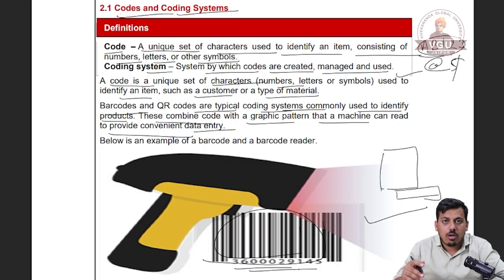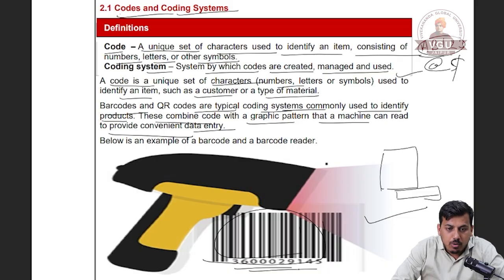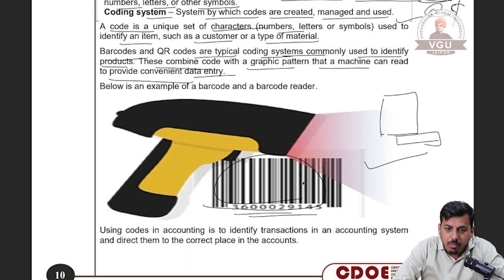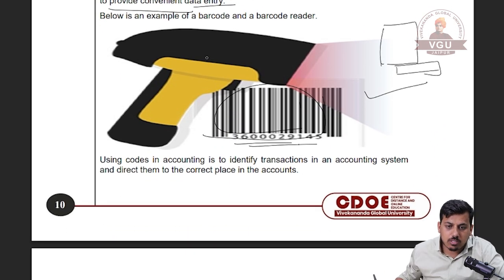So what you do, there's a code system which is given for each item, and by scanning that item or that code, we can make the data entry regarding the product. Below is the example of barcode and barcode reader. So this is known as barcode and this machine is barcode reader.